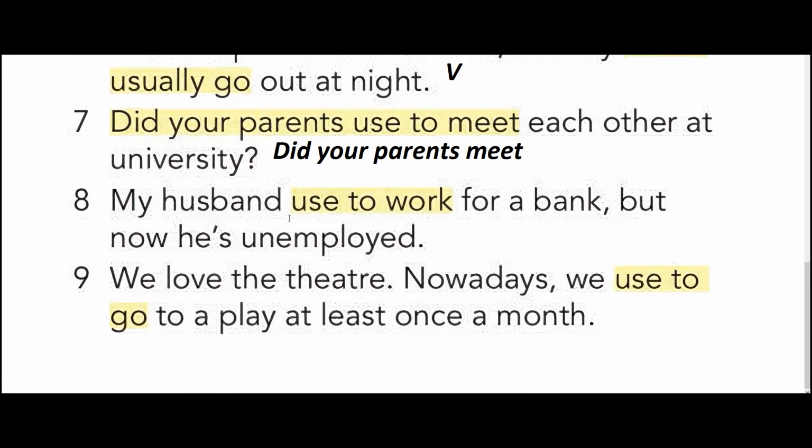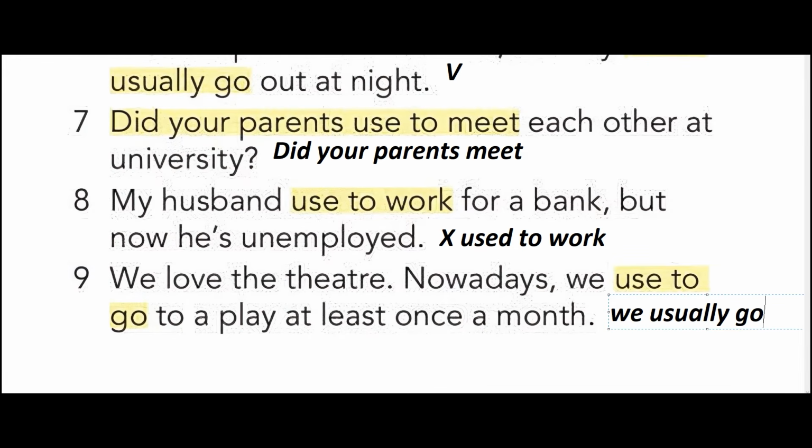8. My husband used to work for a bank, but now he's unemployed. Here is an incorrect spelling. We just use used to work. 9. We love the theater. Nowadays, we used to go to a play at least once a month. Again, it's a present habit, so we just put here we usually go. Yes, we usually go to a play at least once a month.